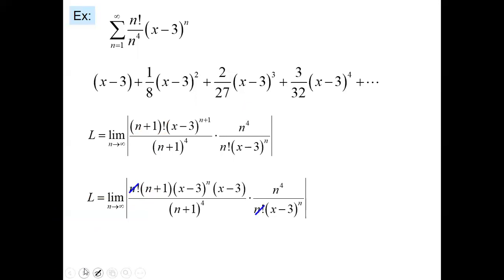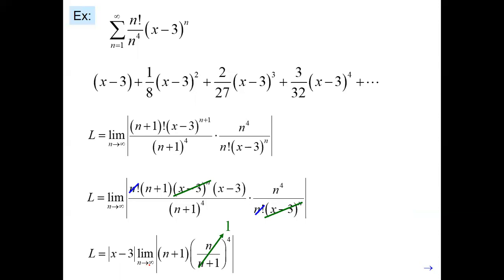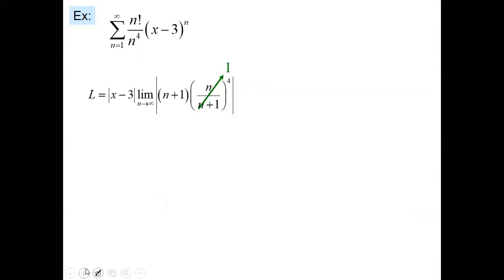And now let's start canceling. The n factorials go away, the x minus 3 to the nths go away. And so once again, I'm going to bring that absolute value of x minus 3 out. And I've got the rest of this to clean up. Well, as n approaches infinity, this is just going to go to 1. And so therefore we can see that this term is definitely going to go to infinity.